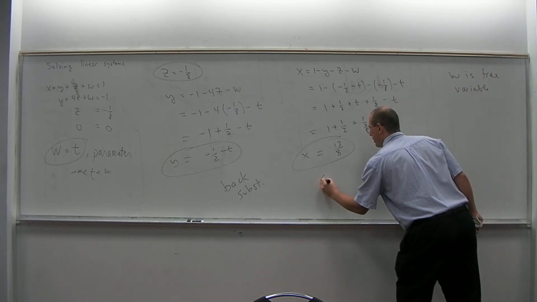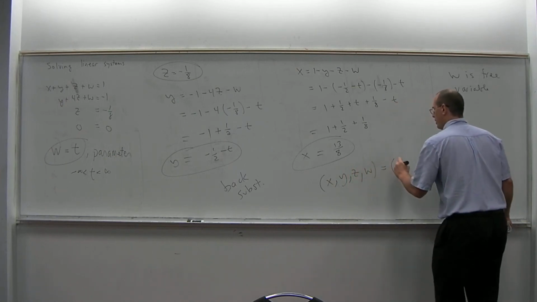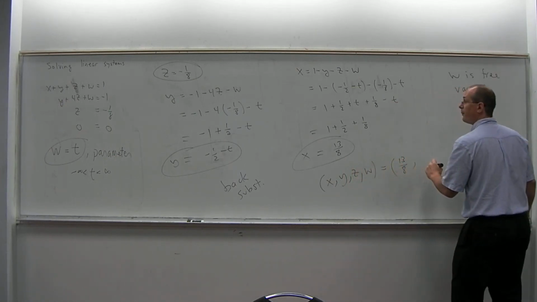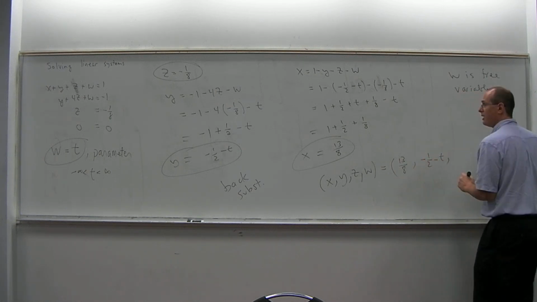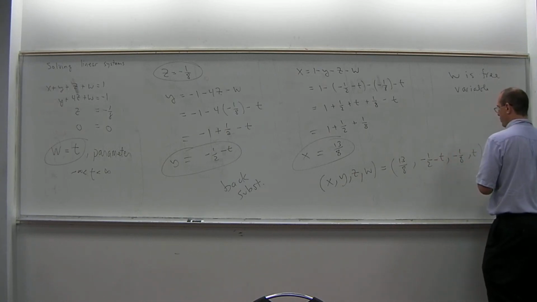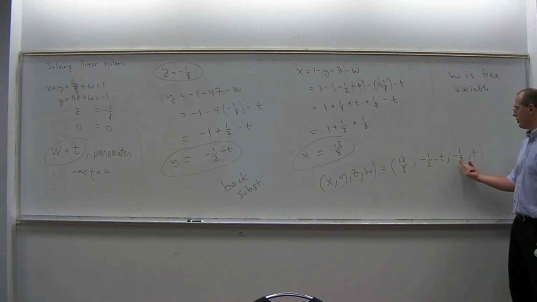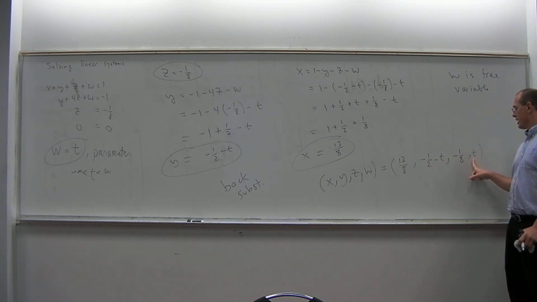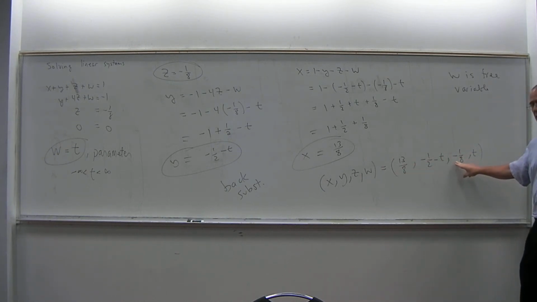So altogether we can write the solutions x, y, z, w have the form 13/8, negative 1/2 minus t, negative 1/8, and t, where t is any real number. So there are infinitely many solutions here, because you can choose t to be anything you like, and that will affect y and w, but x will always be 13/8, and z will always be minus 1/8.